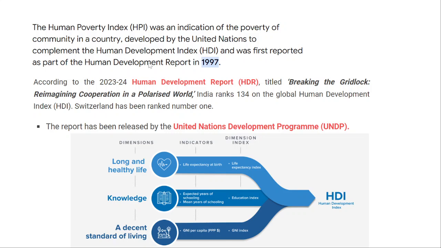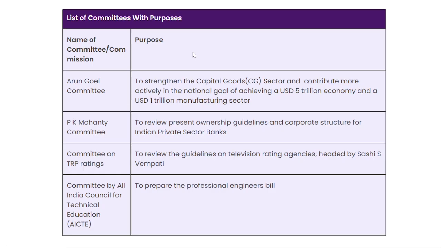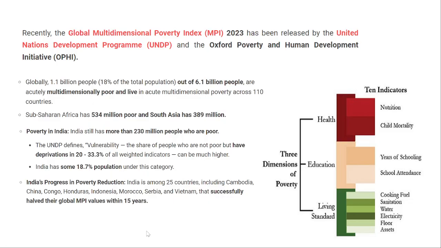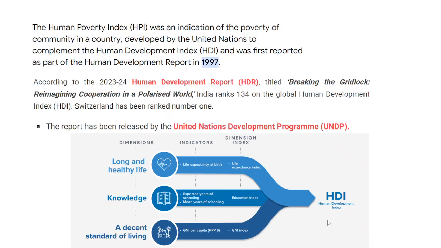So previously it was the Human Development Index, in 1992 or so. Next, the Human Poverty Index came in 1997, to complement the HDI. To complement the HDI, they came up with a new index called the Human Poverty Index. And it was first reported as part of the Human Development Report in 1997. And remember, HDI 134, our rank is 134. These are the dimensions: long and healthy life, knowledge, decent standard of living. Okay, this is health, education, and living standard, more or less the same things.